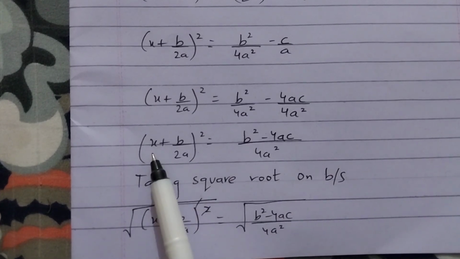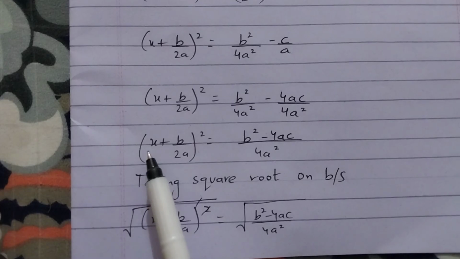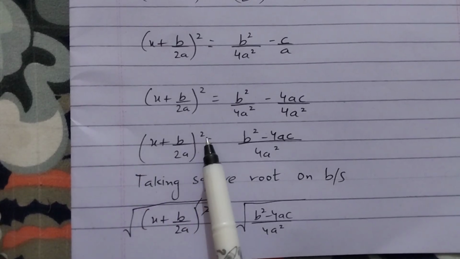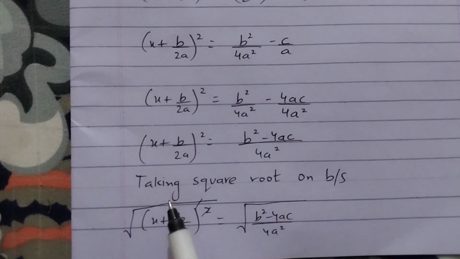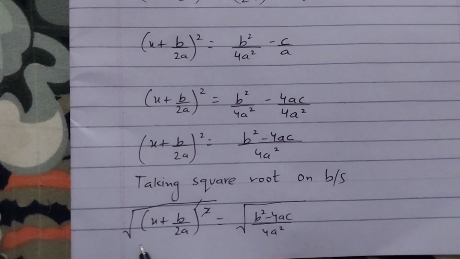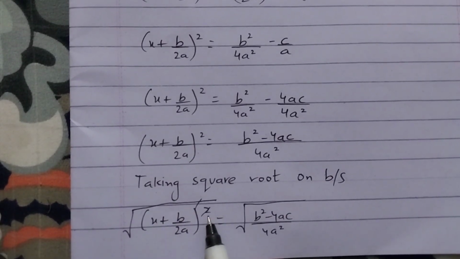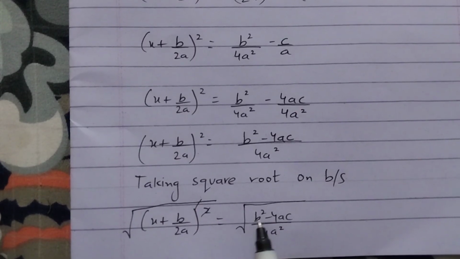We are interested in x, so in order for us to find the value of x, we must remove this whole squared, and to remove this square we need to take the square root on both sides. So taking the square root on both sides, square and square root cancel on the left hand side, so we are left with x plus b over 2a is equal to the square root of (b squared minus 4ac) over 4a squared.